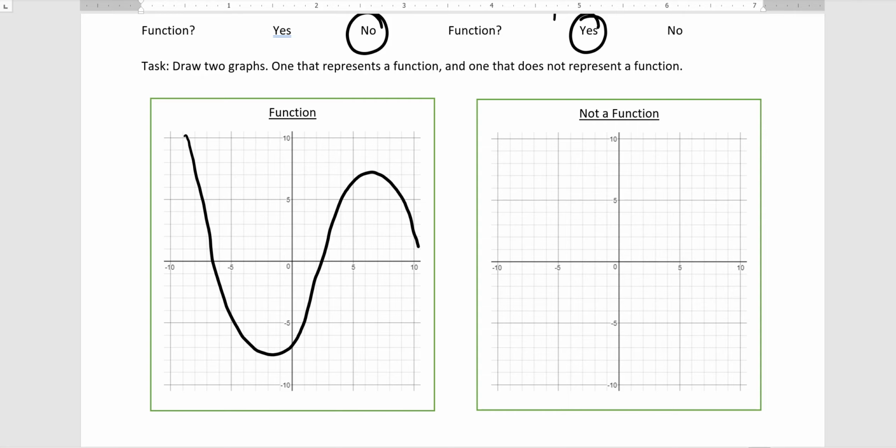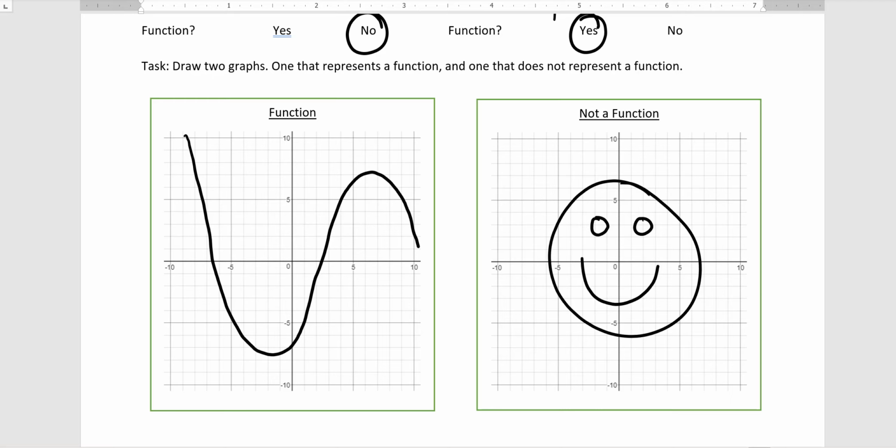All right, and that is going to end where we are today. So I'm going to draw not a function here, a nice little smiley face to end our lesson today.